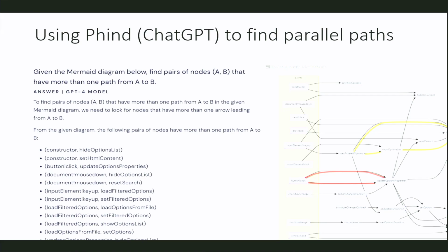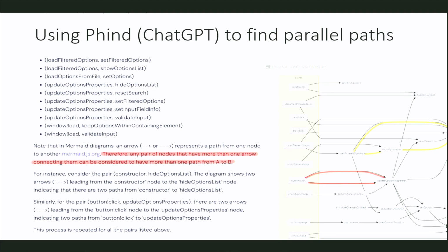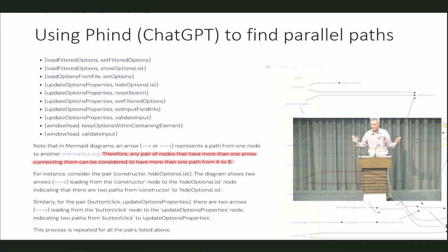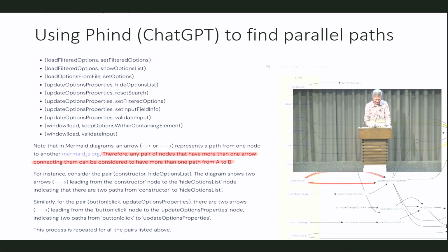That's not what I wanted. So the text is okay. We need to look for nodes that have more than one arrow leading from A to B. Well, actually, it's not really the case. Here it says, yeah, well, it knows Mermaid diagrams. It knows how arrows are represented. Therefore, any pair of nodes that have more than one arrow connecting them can be considered to have more than one path. And still, it gives me every arrow in the diagram.